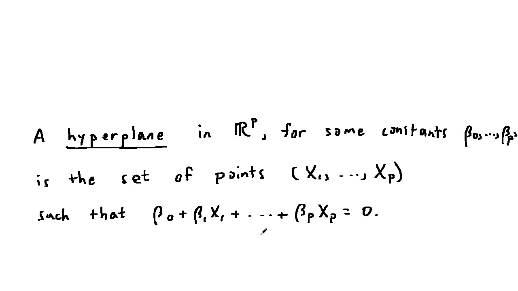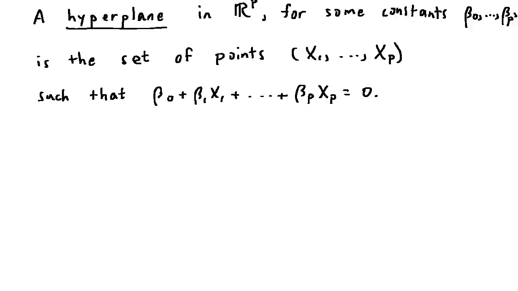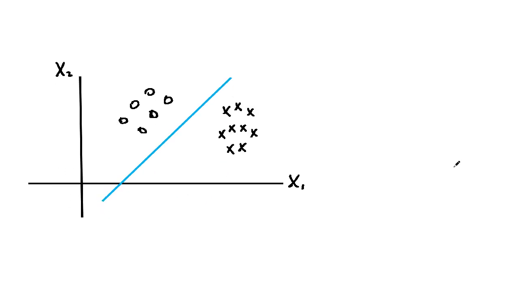If p equals 2, a hyperplane in R2 is a line. If p equals 3, a hyperplane in R3 is a plane. Let's say that our xi's are separable by a hyperplane, for instance, like this.